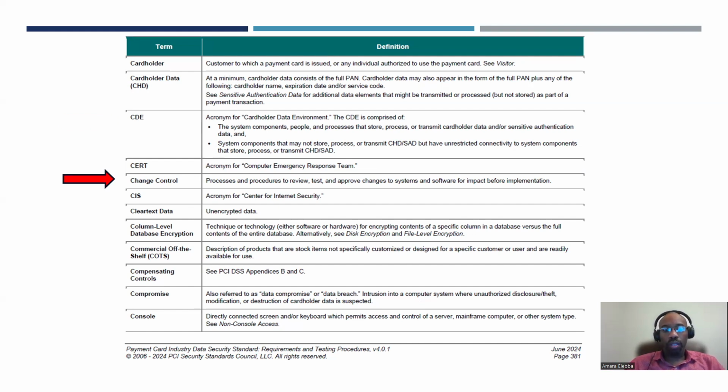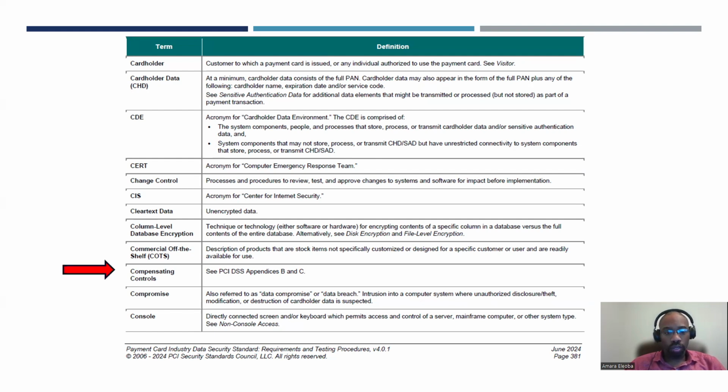Change control is a process or a procedure that reviews, tests, and approves changes within the system or software for impact before implementation. So this is very, very crucial for PCI DSS, not only PCI DSS, for compliance, period. Within PCI, there's something we call clear text data, and all it means is that it is unencrypted data.